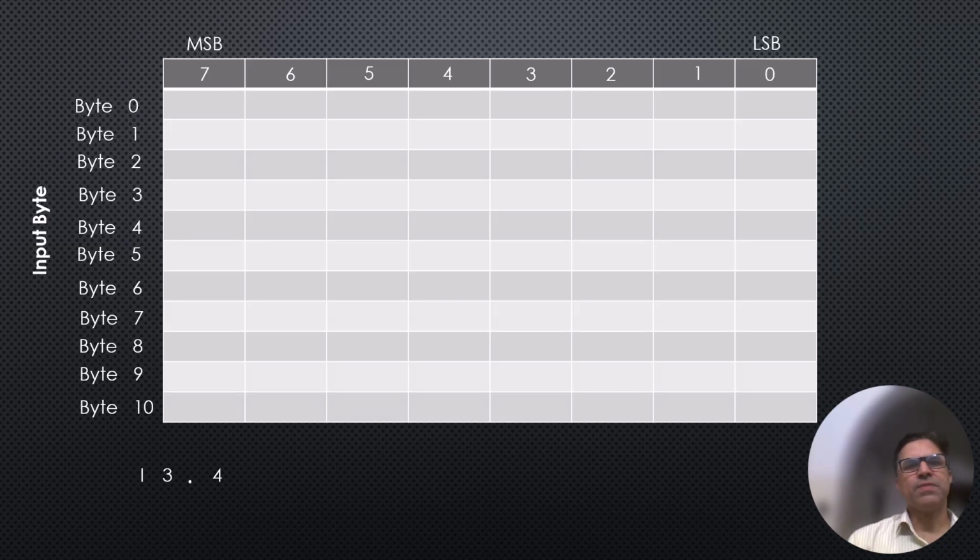There are 8 columns in this table representing 8 bits in a byte. This slide explains how an input bit is addressed in the process input image of a PLC. The notation I 3.4 means I stands for input area, 3 is the byte number, and then a dot, and 4 means the bit number.